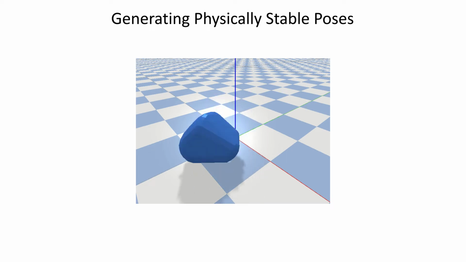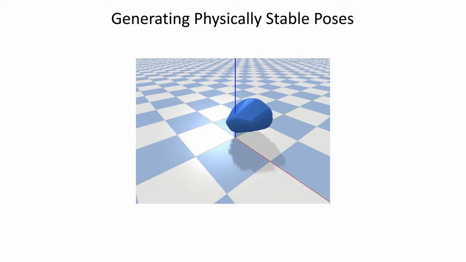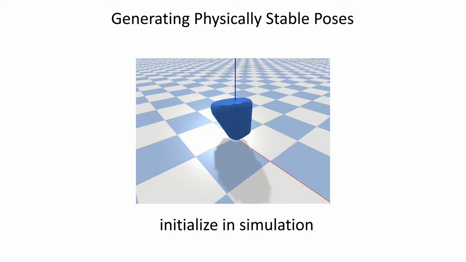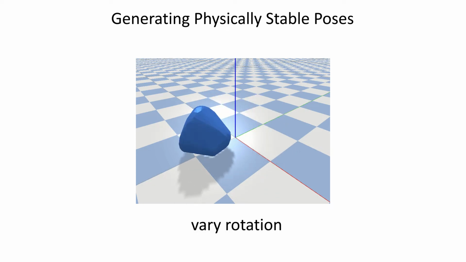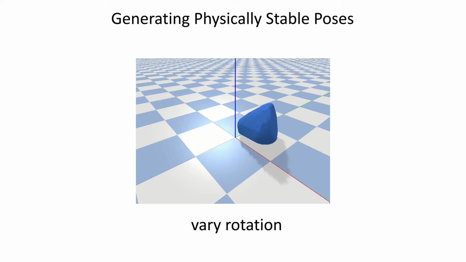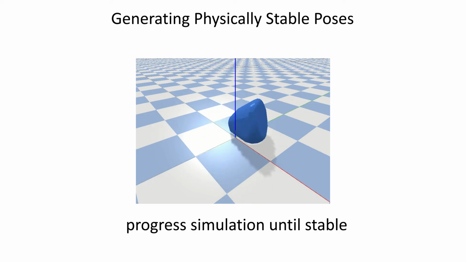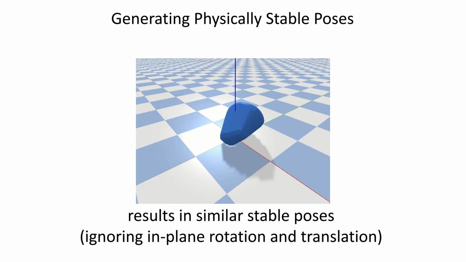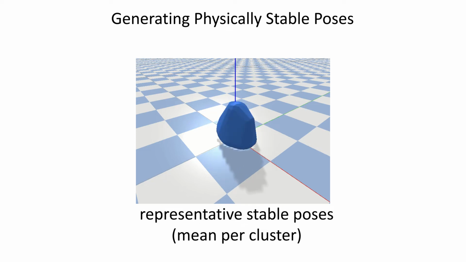Not only the object's geometry, but also its physical properties restrict the admissible poses. To determine physically stable poses, the object is initialized in a physics simulation in uniformly sampled rotation intervals. Each simulation is progressed until a stable pose is reached. As this process yields many similar poses, we cluster them to find a small set of representative stable poses per object.